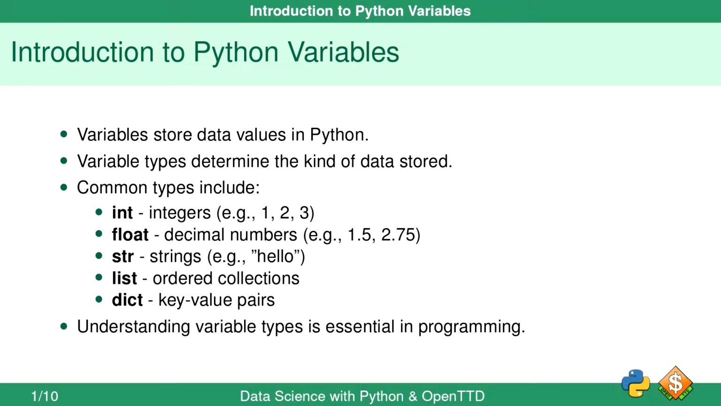Common variable types include integers, which are whole numbers like 1, 2, or 3, floats, which are decimal numbers like 1.5 or 2.75, strings, which are sequences of characters like the word hello, lists, which are ordered collections of items, and dictionaries, which are collections of key-value pairs. Understanding these variable types is essential for programming in Python.